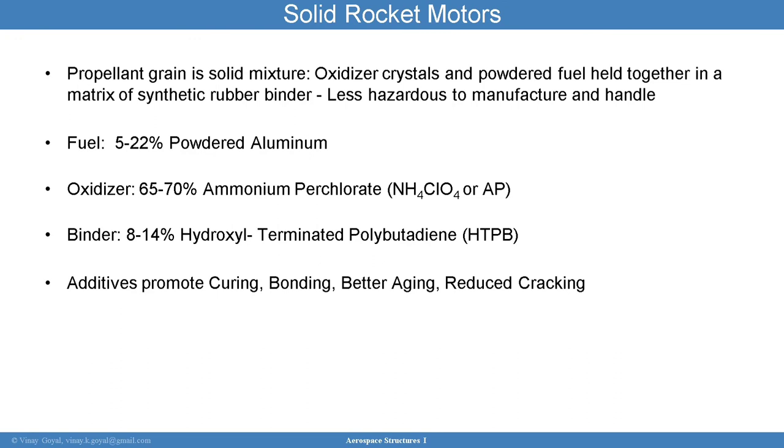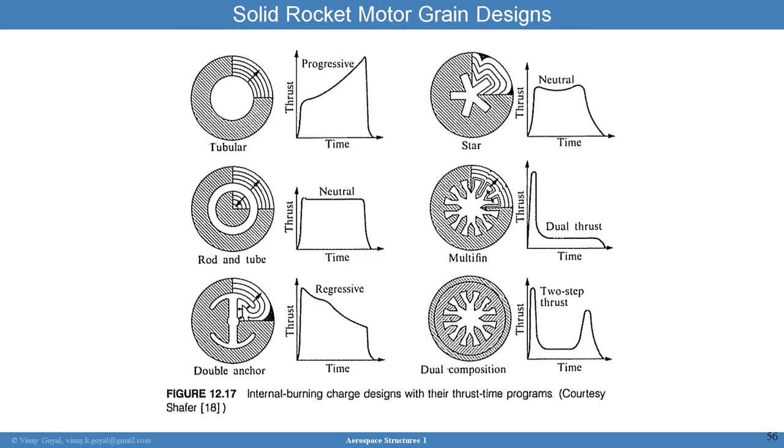The propellant grain by itself is a solid mixture. It contains oxidizer crystals and powdered fuel that are held together in a matrix of synthetic rubber binder, less hazardous to manufacture and to handle. The fuel tends to be 5 to 22% powdered aluminum, oxidizer between 65 to 70% ammonium perchlorate, a binder that ranges from 8 to 14%, and additives that promote curing, bonding, better aging, and reduce cracking.